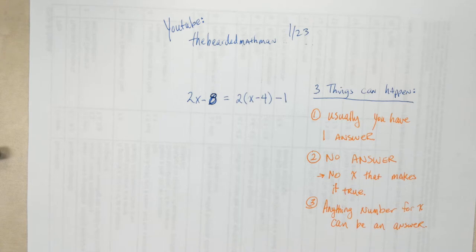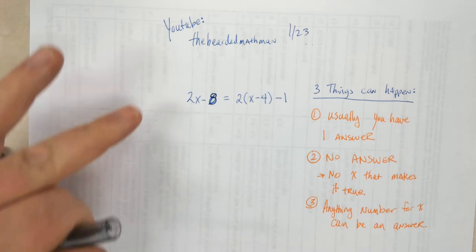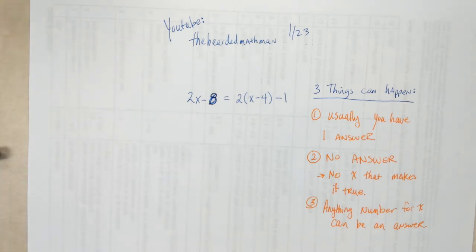Wait, when you say no answer, like no. There's not an answer. There's no number you could use for X that would make it true. Solve it, or it would be impossible. This one's impossible. So let me show you why. So I'm going to tell you right ahead of time. This one is impossible. There's no answer.